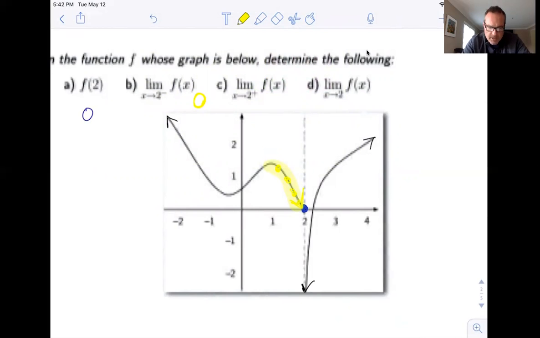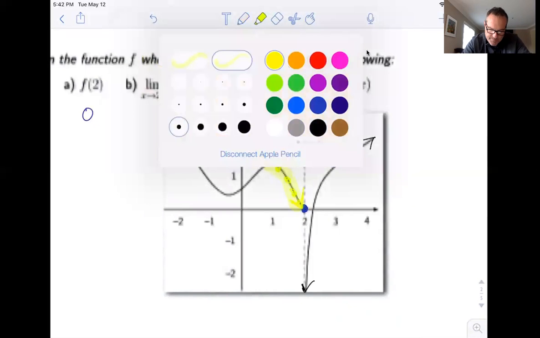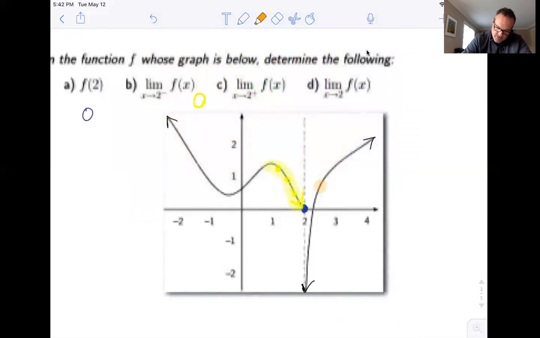All right, now I want the right side of 2. 2 plus, meaning the right side of 2. Let's go orange here. So I want these values right here. Well, this time as I get closer and closer to 2, what are these orange dots doing? Well, they're going through the basement. Down, down, down. It's not approaching any particular number. It's just getting infinitely negative. So negative infinity.